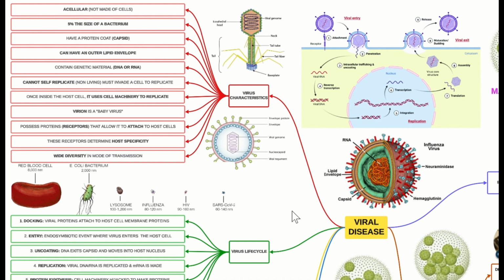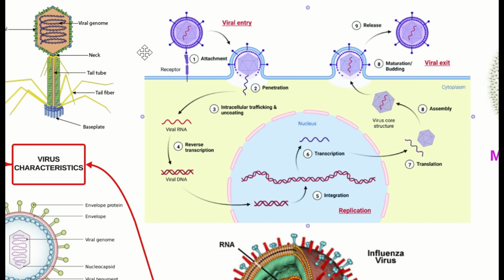Once inside the cell, it uses the cell machinery to replicate, and a baby virus is called a virion. All viruses possess proteins that I call receptors that allow it to attach to host cells. These receptors determine host specificity, which is the host that it will invade, and there is wide diversity in the mode of transmission. So if we look, we've got a standard virus on top, and we've got one that has a lipid envelope below.